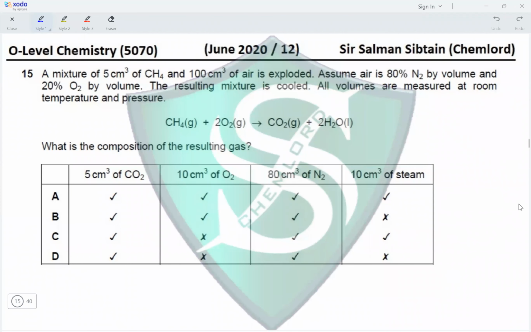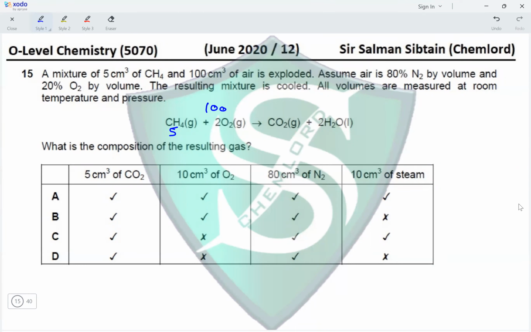Question 15. A mixture of 5 cm cube of CH4 and 100 cm cube of air are exploded. Okay. Assume air is 80% nitrogen by volume and 20% oxygen by volume. The resulting mixture is cooled. All volumes are measured at room temperature and pressure. What is the composition of the resulting gas?